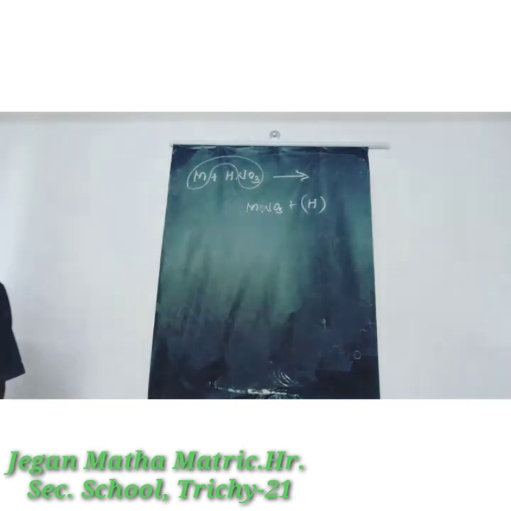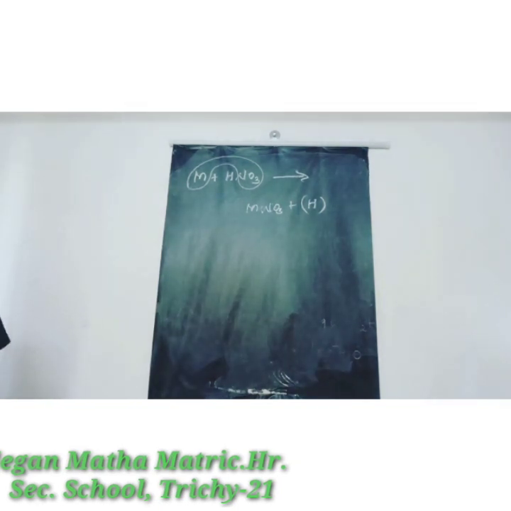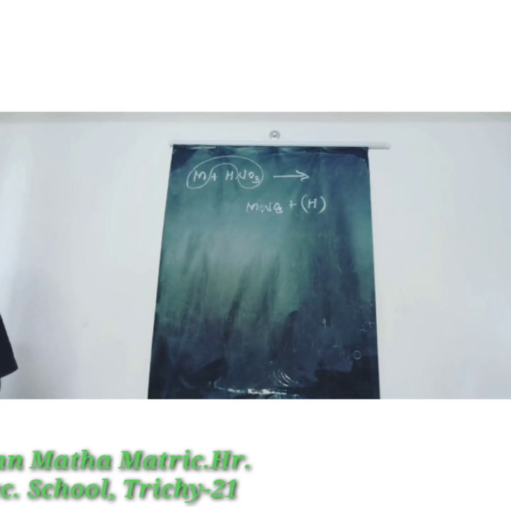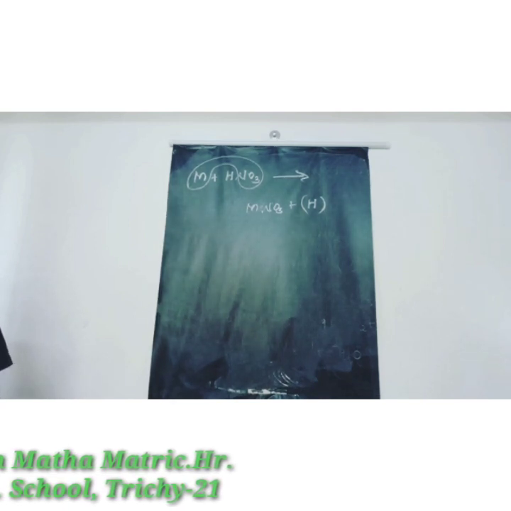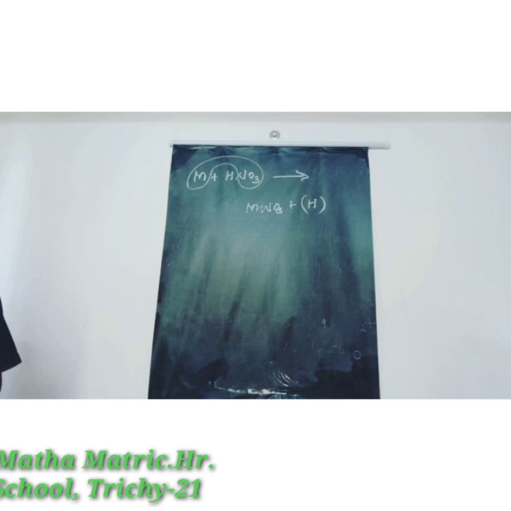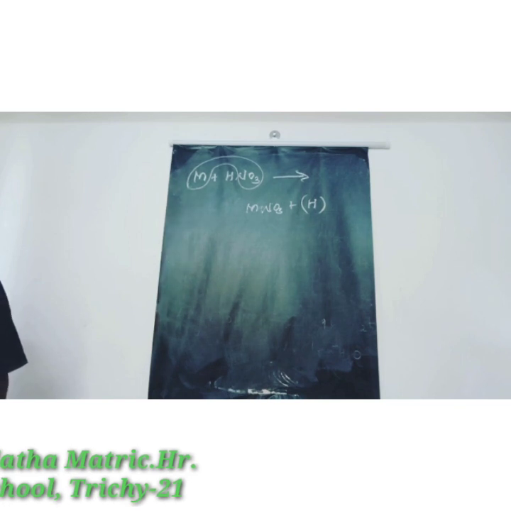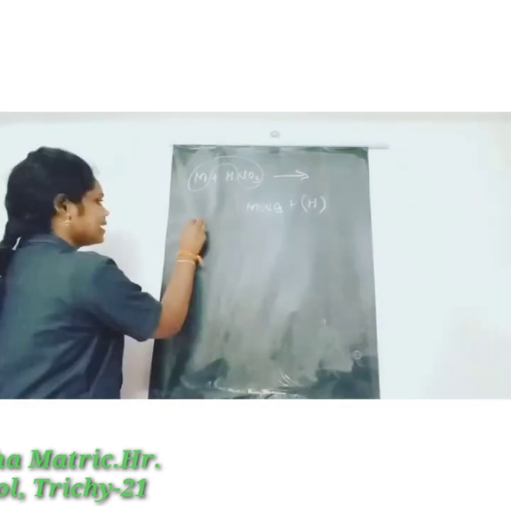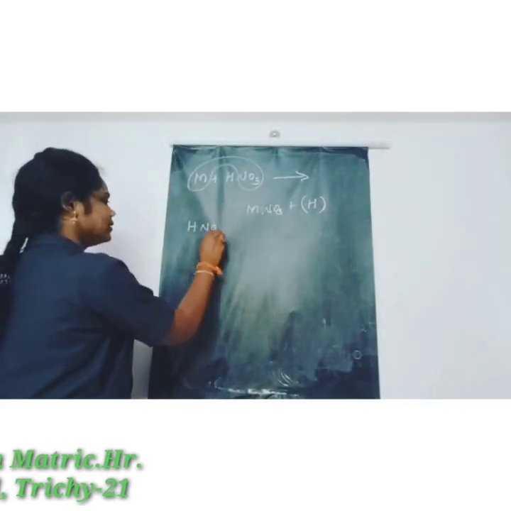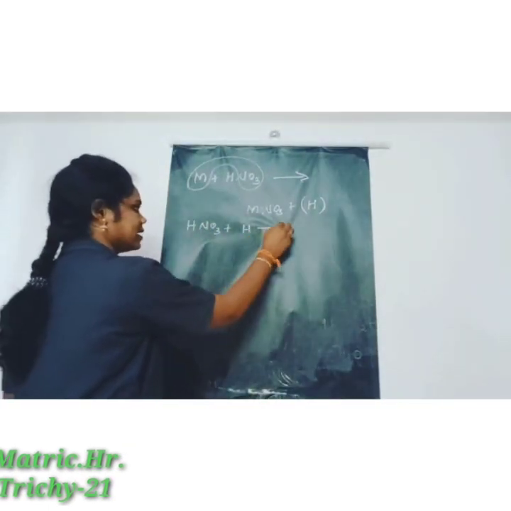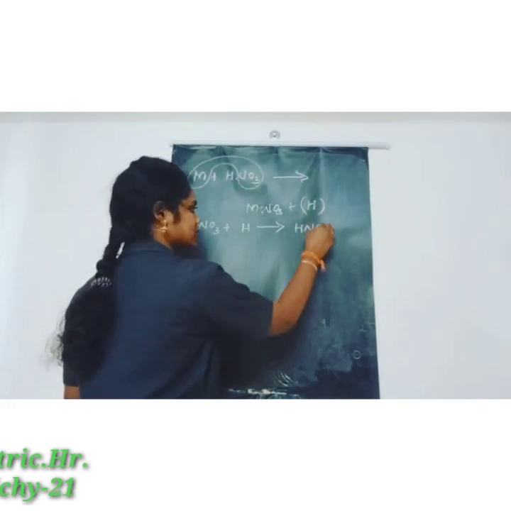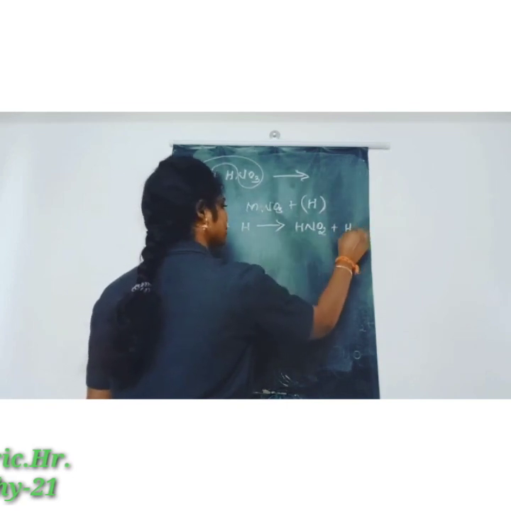Here nascent hydrogen produces the reduction products of nitric acid. So nitric acid reacts with nascent hydrogen. It gives nitrous acid, hydroxylamine, ammonia and hyponitrous acid. Okay, let us see the equation. Nitric acid reacts with nascent hydrogen. It gives nitrous acid, HNO2, plus H2O.